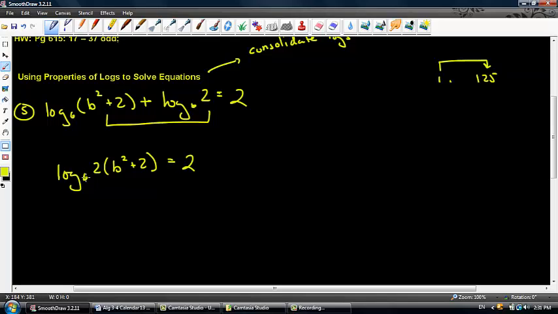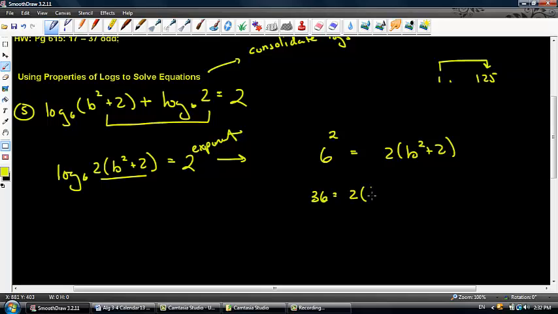Whenever I'm stuck, I want to focus on this idea of being stuck here. I've got a log base 6 of this garbage right here equals 2. Remember, the 6 is your base. Your exponent is the number 2. This is your exponent. And that's going to equal your answer, which is 2 parentheses b squared plus 2. So now I'm going to hash this out. This is 36 equals 2 parentheses b squared plus 2.